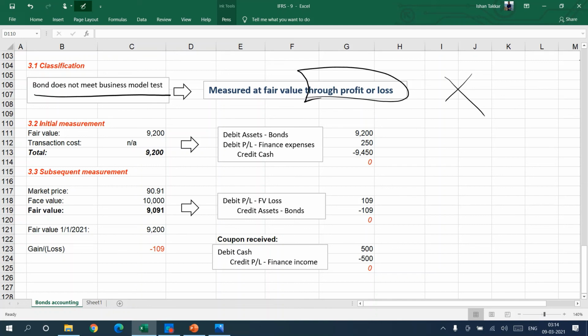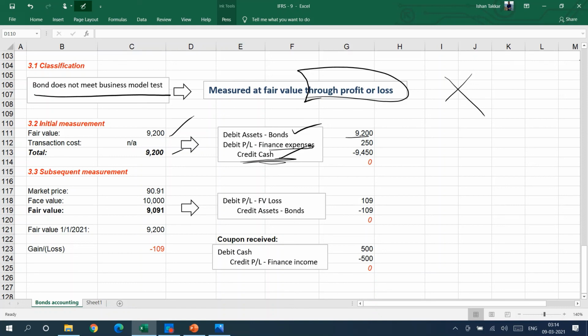So what entry will pass here? The transaction cost is treated as your regular business expenditure and is not part of your asset. Whatever expense you incur, the transaction cost, will directly go to P&L. So the entry will be bond account debit, finance expense account debit, to cash. The asset is increasing, the expense is increasing, so both should be debited, and cash is going out, so it should be credited. So it's clear. And on subsequent measurement, you have to record at fair value.